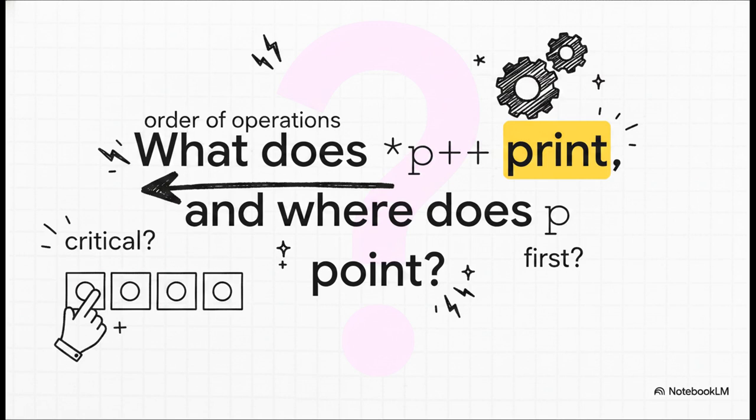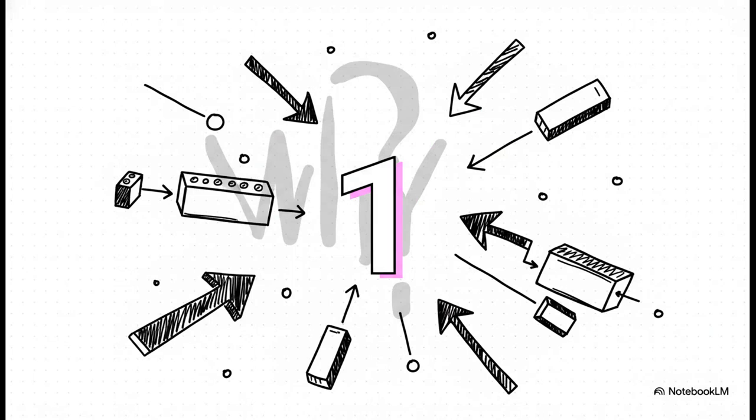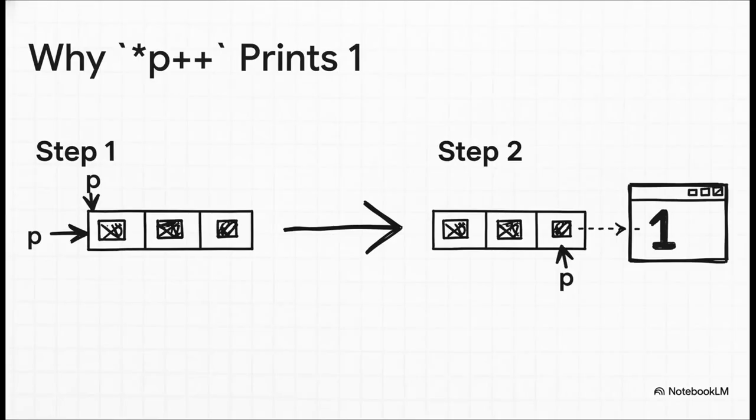What do you think happens first? If you guessed that it prints 1, you are absolutely right. But the real question, the part you get points for, is understanding why. The secret here is that postfix plus plus. I want you to think of it as use the value, then change the pointer. So C first looks at star P, grabs the value it's pointing at, which is 1, and sends it off to be printed. It's only after that value is safely on its way that the plus plus kicks in and moves the pointer P to the next element.